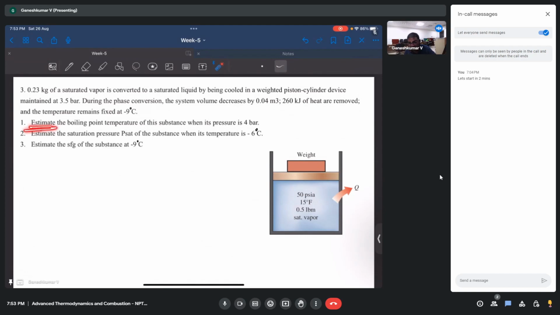That is to estimate. It is not the accurate value, right? We are asked to estimate, so remember that. We will come back to this word estimate, and why they say estimate.